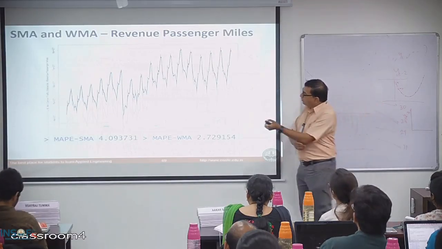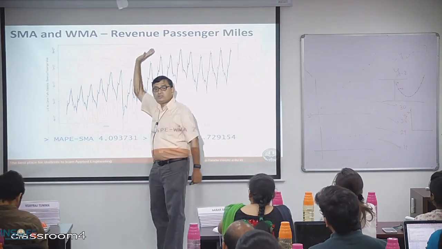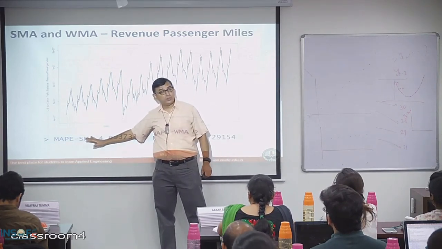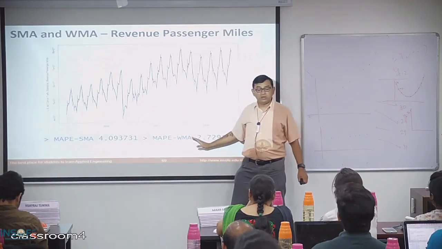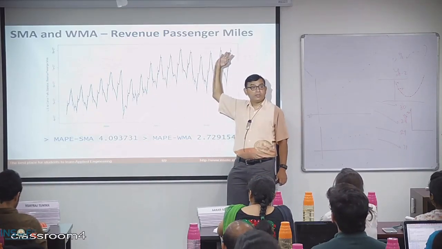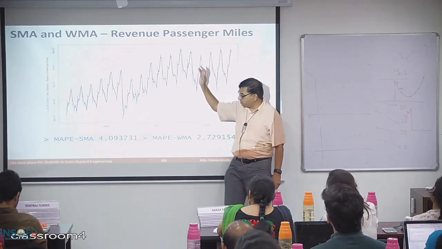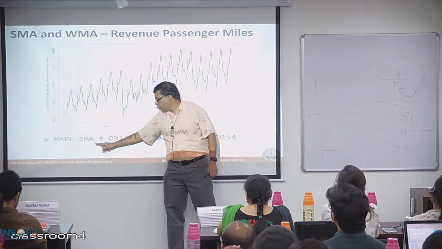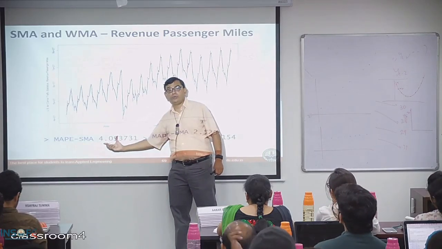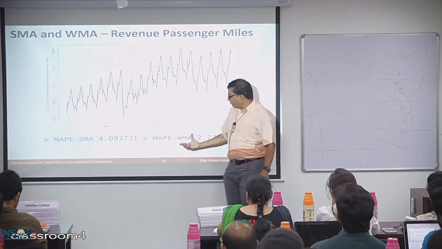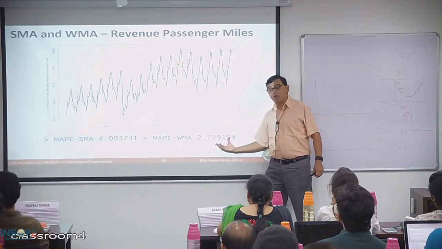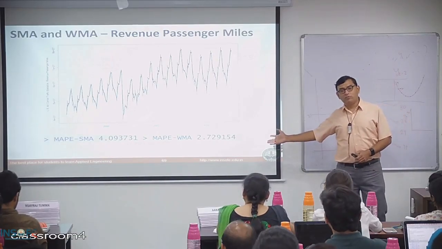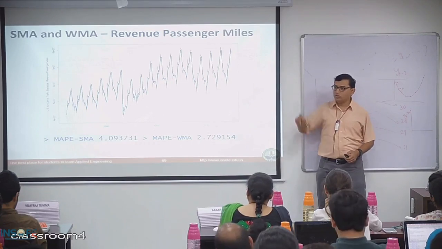In the case of the revenue passenger miles, I could have used this simple moving average method and the weighted moving average method. I'm making this forecast. Okay. And what I find is the mean absolute percentage error for simple moving average turns out to be about 4%, whereas for the weighted moving average, you get a better value of about 2.73% error. So weighted moving average is a better method for forecasting if these two are the only ones you're comparing.